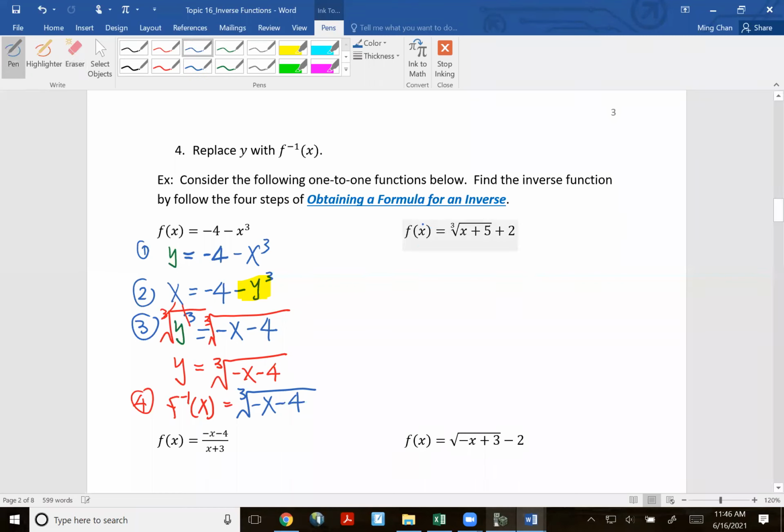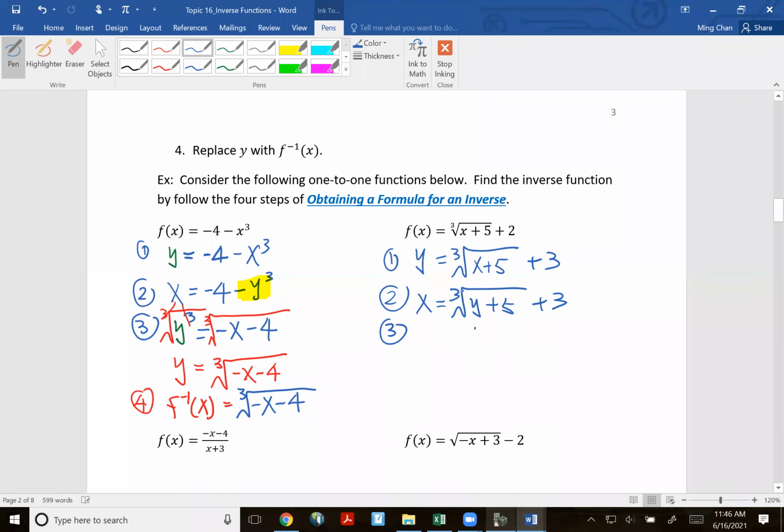So step number 1, replace f of x with y. All right, interchange between the x and y variables. Step number 2. Step number 3, solve for y.